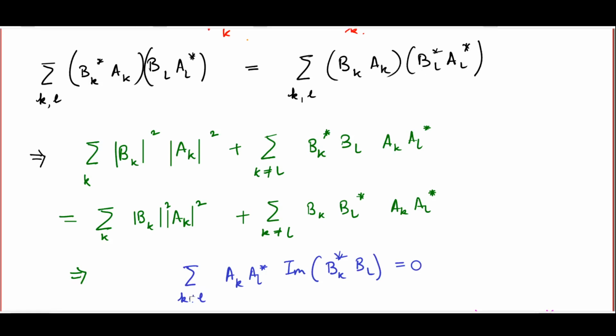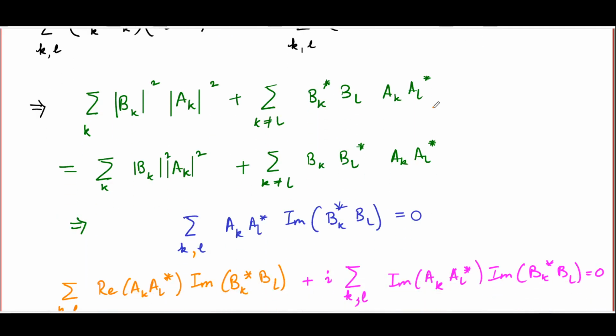We can of course get rid of this condition k not equal to l in this sum over k and l, simply because for the terms where k is equal to l, you have imaginary part of bk star bk, and since bk star bk is a real number, the imaginary part of course vanishes. Now, this condition involves complex numbers, and therefore it looks like this really is two conditions, one for the real part and the other for the imaginary part.